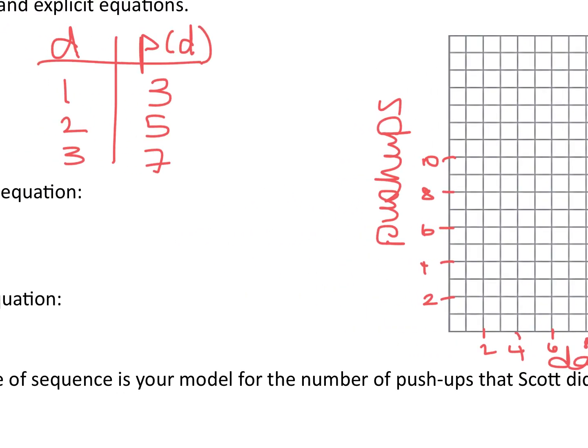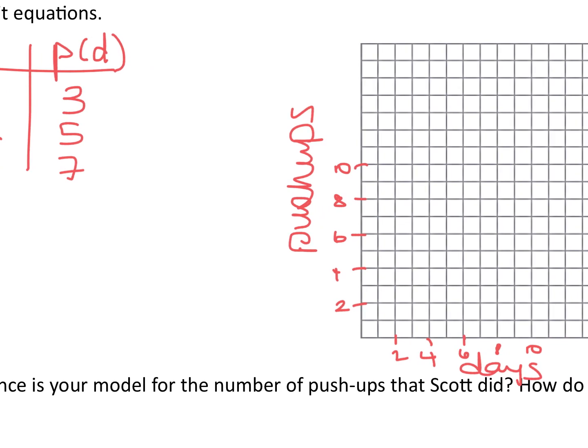Okay. So after 1 day, we're at 3. So 1 is right here, and that's 3. After 2 days, we're at 5. After 3 days, we're at 7. 4 days, we're at 9, and so on. So you can kind of see the step going on. I'll just use a highlighter to show it.